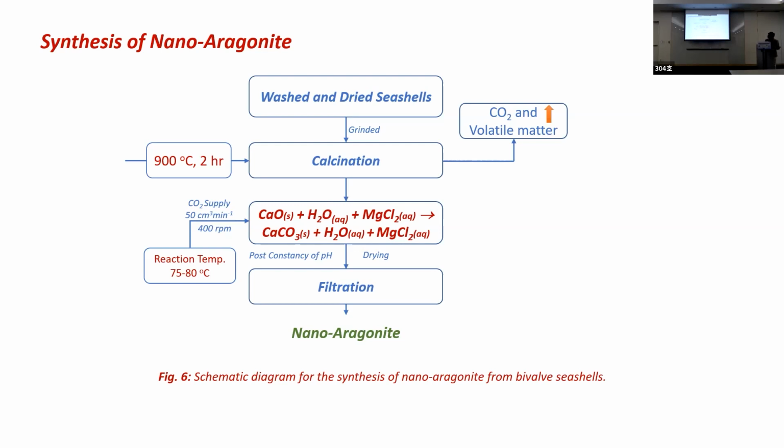which we will discuss later. So here magnesium chloride is added, and then the carbon dioxide is controlled very carefully. 50 cubic centimeters per minute of carbon dioxide was introduced, and once you introduce carbon dioxide, the pH starts decreasing, and once the pH reaches constancy, then we consider the reaction to be finished, and only the aragonite is synthesized. Another critical factor here is the temperature, because a temperature around 80 degrees favors the nucleation and the synthesis of aragonite rather than calcite.